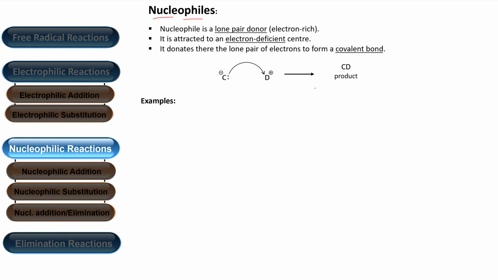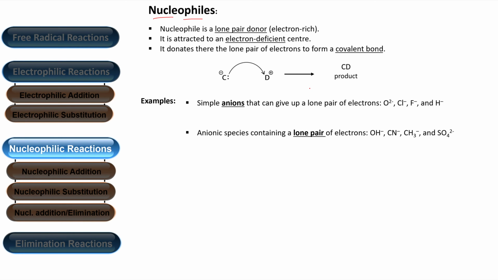Now let's look at some examples of nucleophiles. The first example is simple anions that can give up a lone pair of electrons, for example, oxide ion, chloride ion, fluoride, and hydride ion. Similarly, anionic species containing a lone pair of electrons, for example, hydroxide ion, cyanide ion, methyl and sulfate ions. Another type of nucleophile is molecules with an extra pair or pairs of electrons, for example, water and ammonia.